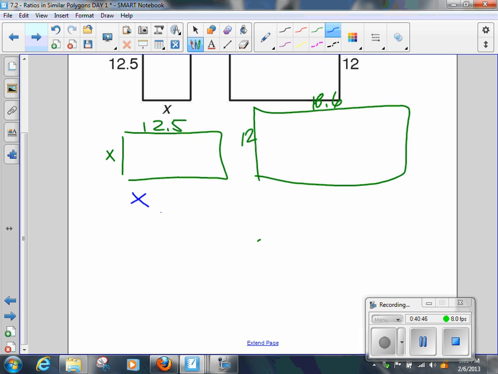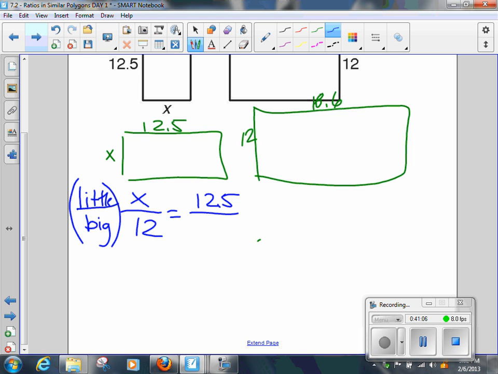How about this? X corresponds to what in the big rectangle? 12. All right, so I've got little rectangle information over big rectangle information. I'm using that as a guide. What's my other little rectangle number? 12.5, which corresponds to 18.6. Do I know how to solve that? How are you going to solve it? It's a proportion. Cross multiply.